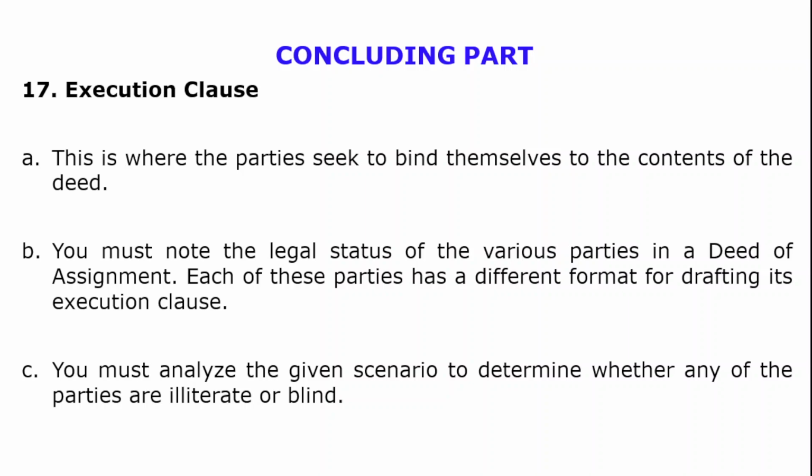Also, you must be able to analyze any given scenario to determine whether any of the parties are illiterate or blind. I said that because the scenario we are working with, Chief Adeola and Jumoke Kende, is a transaction between private individuals. When dealing with transactions between private individuals, you must be careful when reading your scenario to be sure that the examiner has not hinted that one of the parties is illiterate or blind. Because even though Chief is in front of his name, it's not automatic that he is literate.